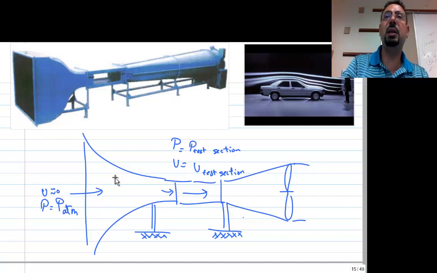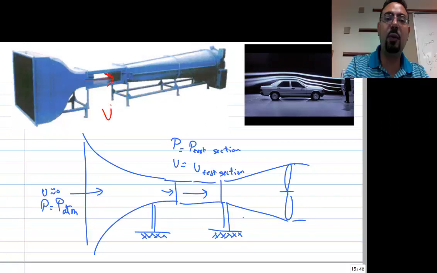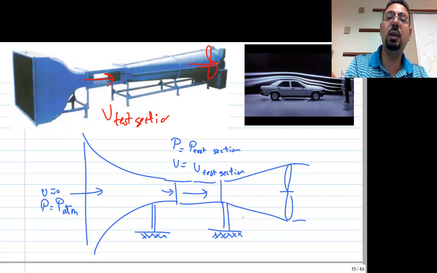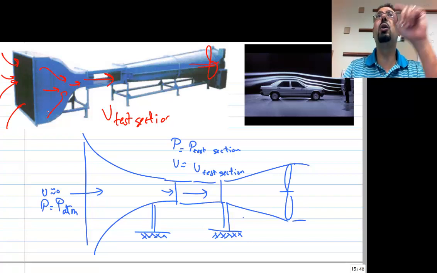So in this example, or this slide, I'm showing you a wind tunnel. That's where they test small vehicles or big vehicles, depending on the size of that wind tunnel. The point is, inside that test section, you'd like to get a very high velocity, V test section. So how do you do this? You put a fan over here and you suck the air. The air will come from outside, go through this, subsonic flow. The area will get smaller and smaller.